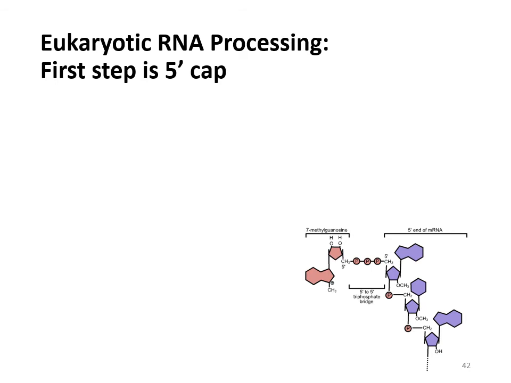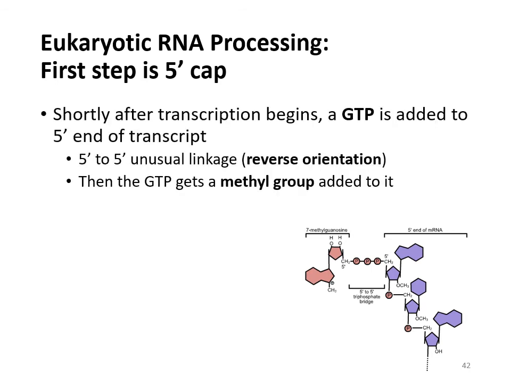So again, with eukaryotes, I want you to remember that they have to process their RNA, and that this requires 3 different steps. The first step is that eukaryotes will add what's called a 5' cap, meaning that on the very beginning of the RNA, they will add this little reverse orientation GTP. This is important for stability, because by putting this GTP in an upside down orientation, it basically gives the appearance that the 5' end of this RNA is actually a 3' end.